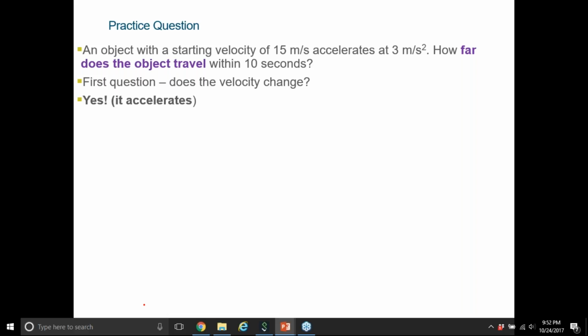Now, if you look back at your formula chart that I showed you, you've got to pick between the second and third column. So our next question is, do we know the acceleration? In this one, yes, we do.